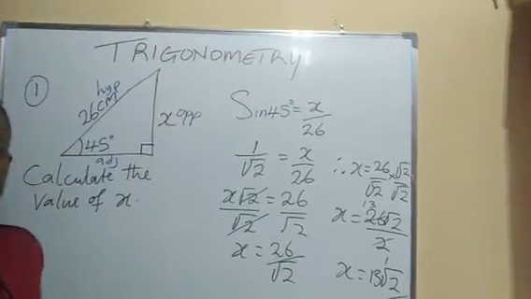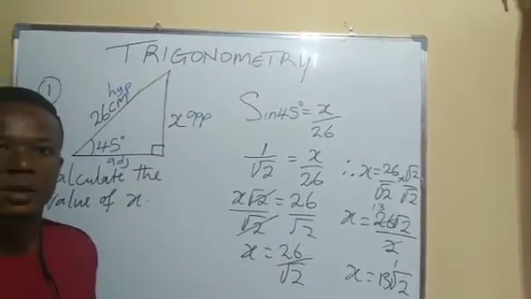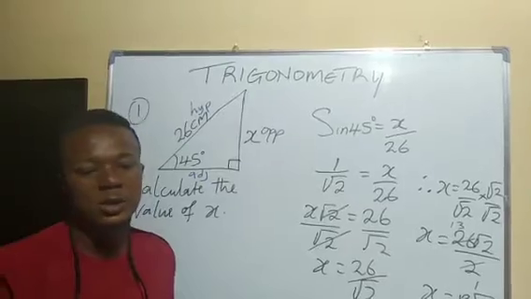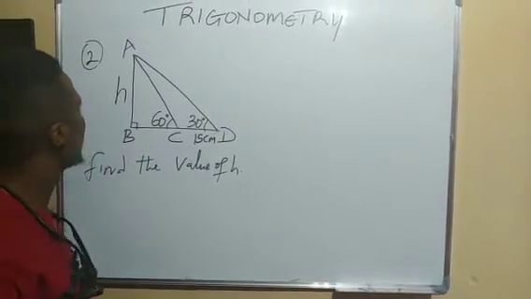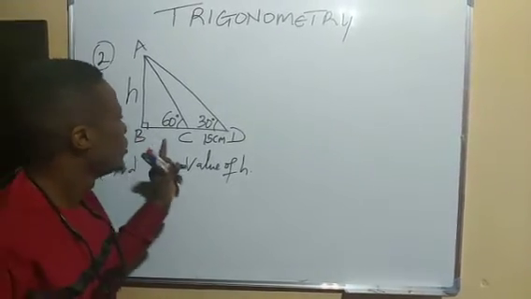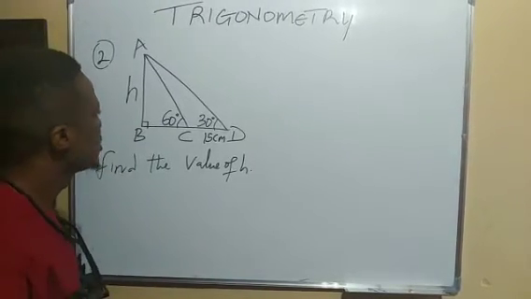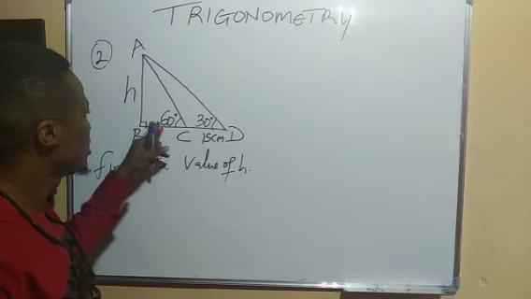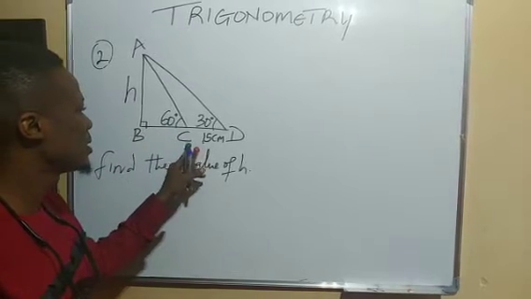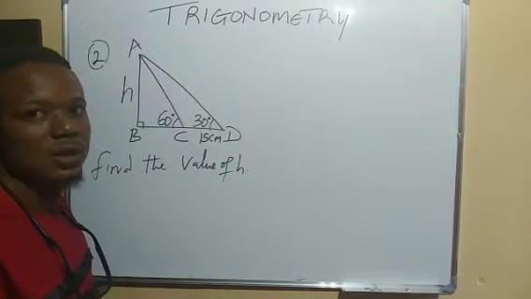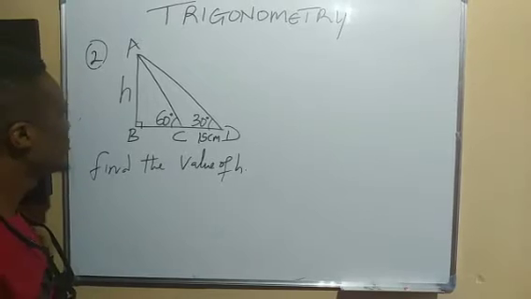Okay, so let's take another question, number 3. Okay, in this question, we are given this triangle and we are asked to get the value of the height h. This angle is 30 degrees, here is 60 degrees, and line CD is 15 cm. And we are asked to get the value of h.